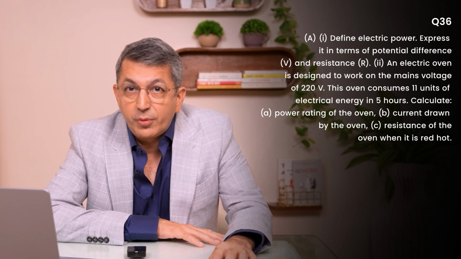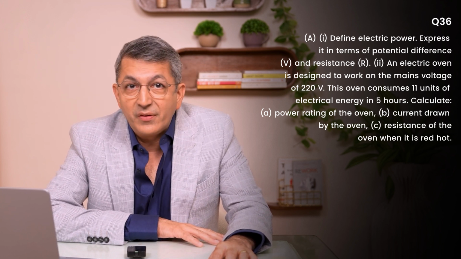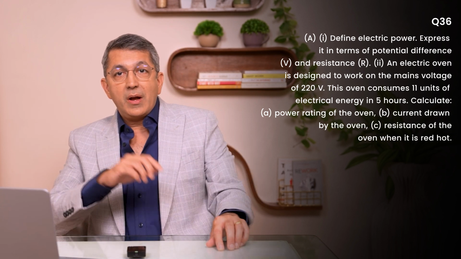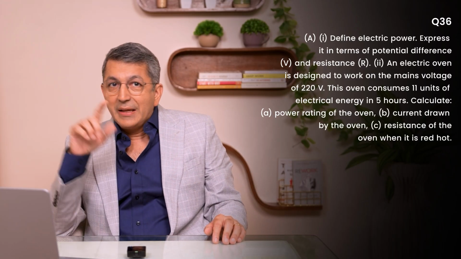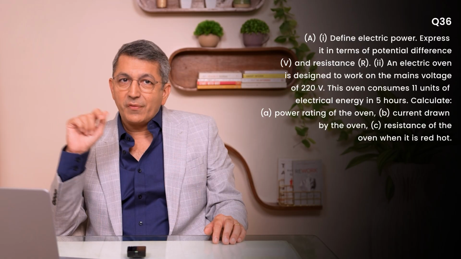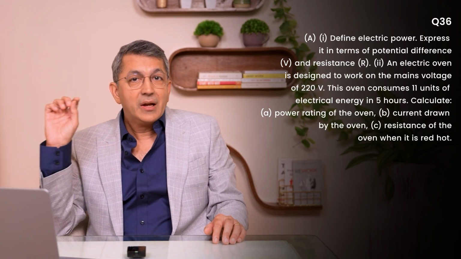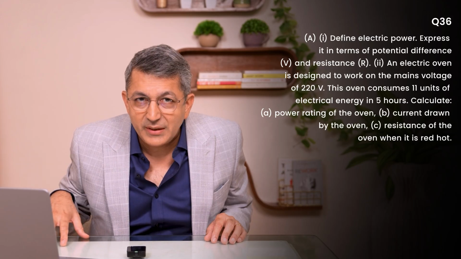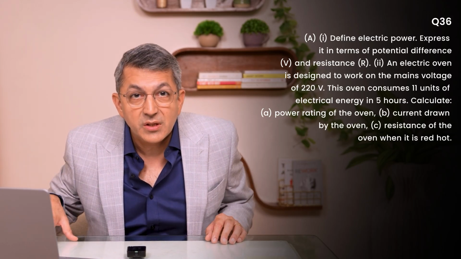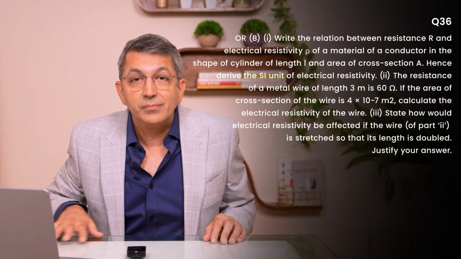Express it in terms of potential difference, V, and resistance, R. 2. An electric oven is designed to work on the mains voltage of 220 volts. This oven consumes 11 units of electrical energy in 5 hours. Calculate A. Power rating of the oven, B. Current drawn by the oven, C. Resistance of the oven when it is red hot.